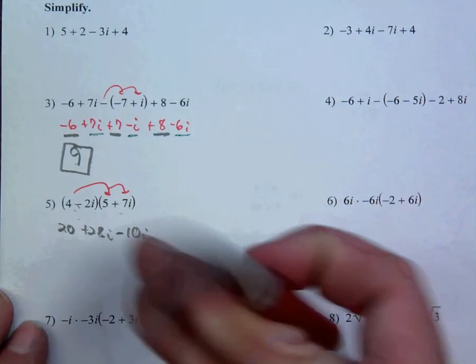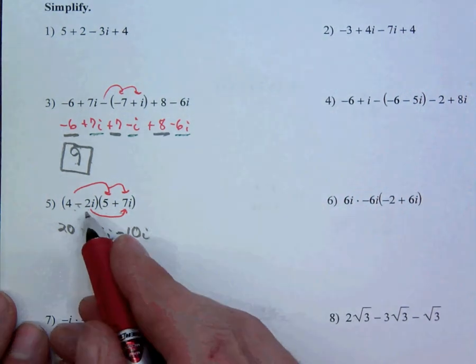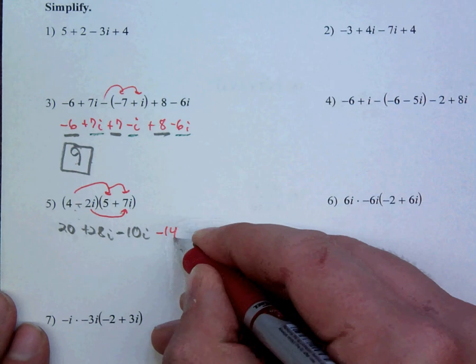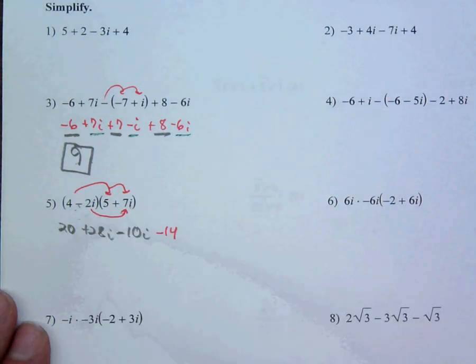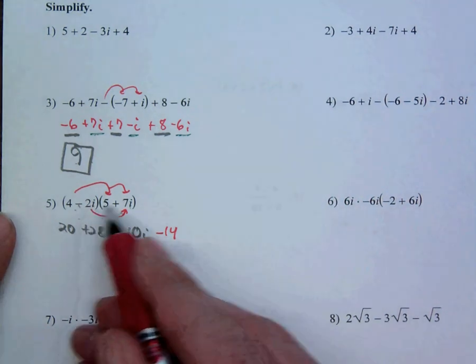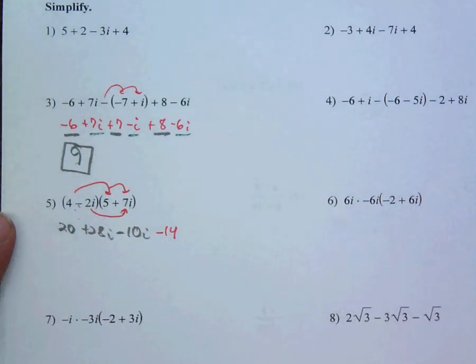And then the last thing is negative 2i times 7i. Well, negative 2 times 7 is negative 14. i times i is i squared. And this is the key difference between having a variable there and the number i. i is the square root of negative 1. So when we do i times i, that's negative 1. i squared is negative 1.